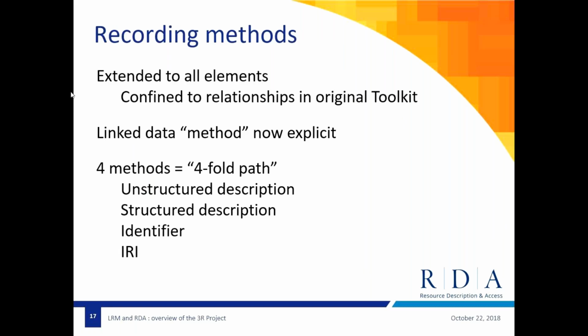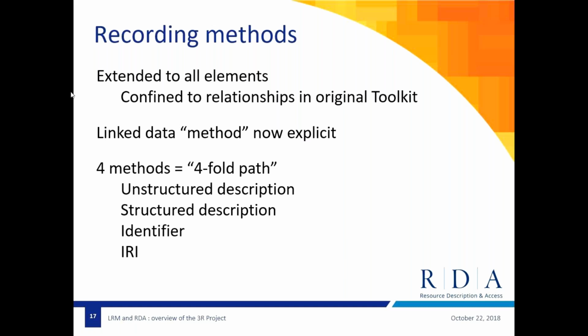So I mentioned the recording methods. They've been extended to all the elements. In the original toolkit, as I said, they were confined to just related elements in relationships. So in the original toolkit, you could describe a related entity as an unstructured description, or a structured description, or an identifier. What we've done is extend that to all the elements. Not all methods are applicable, and where they're not applicable, we say so.